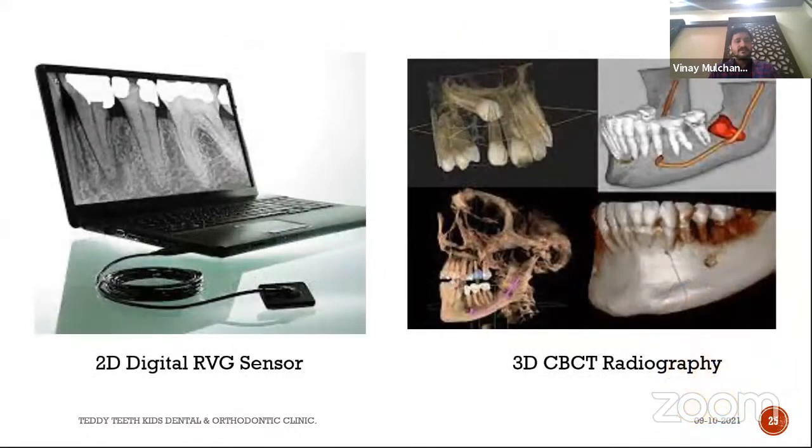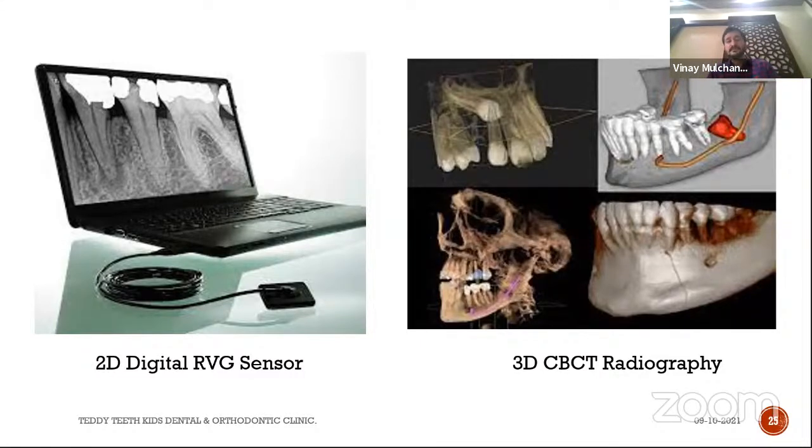These are a few images where the picture on the left shows an RVG sensor. The technique is done through a sensor. We connect it to any electronic device like a laptop or a computer, and the image is directly transported. The other advantage here is we can save the image, and the noise of the radiograph is much less. We get a greater resolution. So these are advantages, besides a very low dose of radiation, which is very crucial for a young patient.